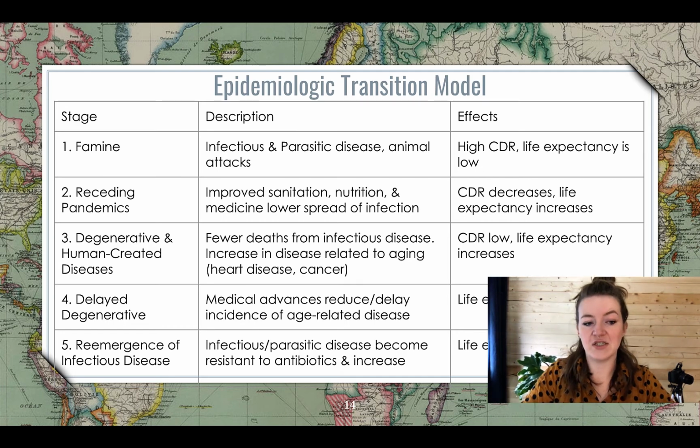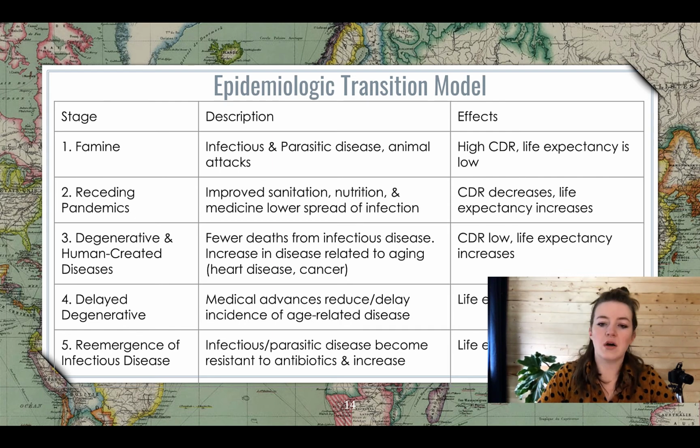Our third stage is the stage of degenerative and human-created diseases, so diseases that break you down over time, break your body down. And we see an increase in disease related to aging. So heart disease, cancer, stroke, things like that. The CDR is low, the life expectancy increases. This is pretty common in places like urban India, in the former Soviet Union, and in indigenous communities. Mostly what people are dying from is disease related to obesity, to heart disease, to stroke, and to cancer.